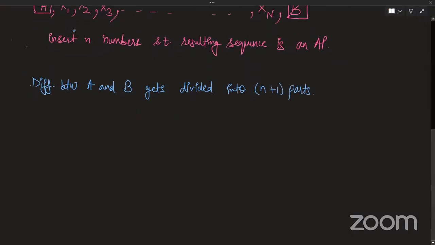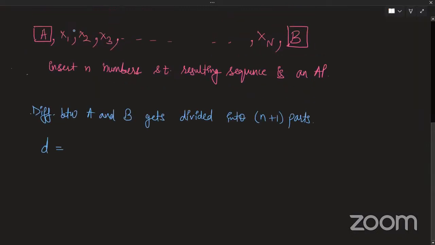So that means the common difference of the new AP that I'm trying to make is how much? It is (B minus A) by (n plus 1). B minus A is the total distance between the numbers, and it is getting divided by n plus 1. So the common difference of my new AP is (B minus A) by (n plus 1).